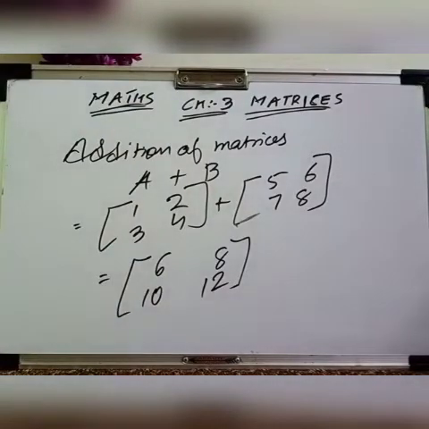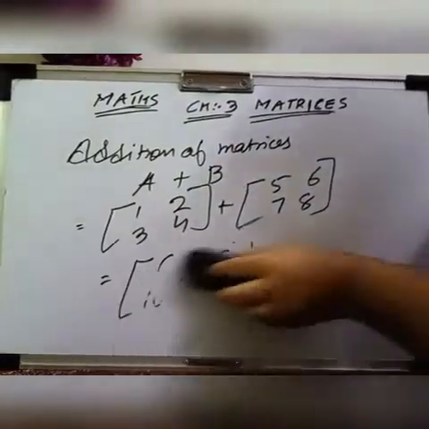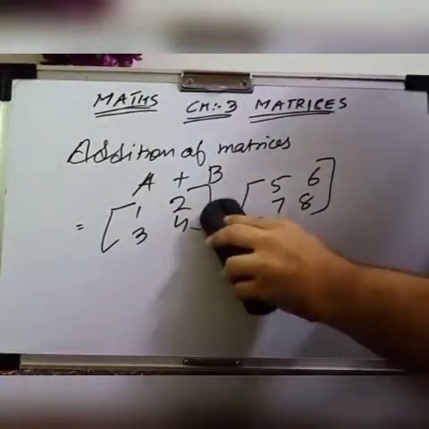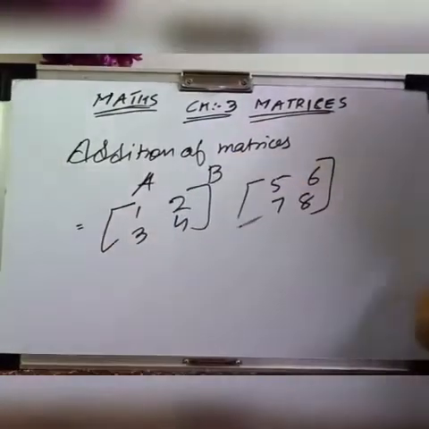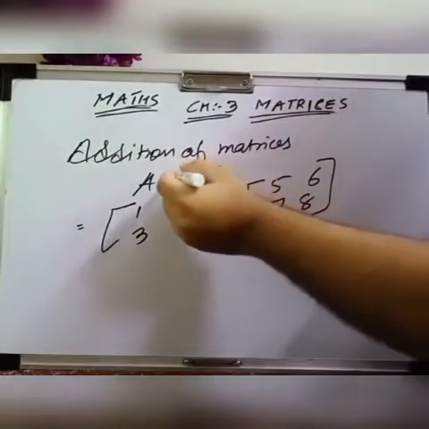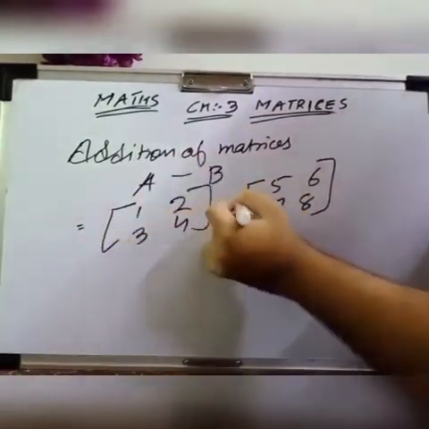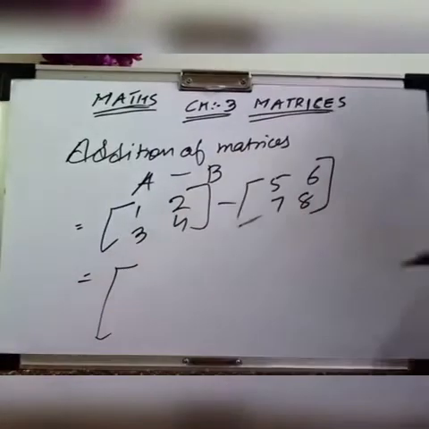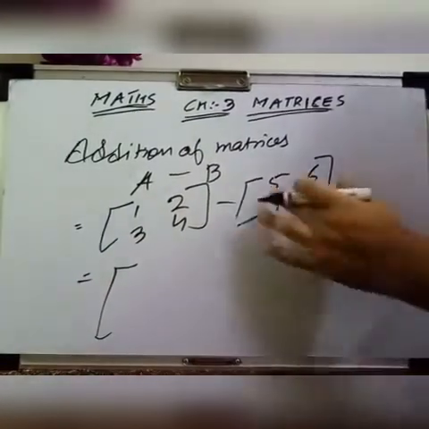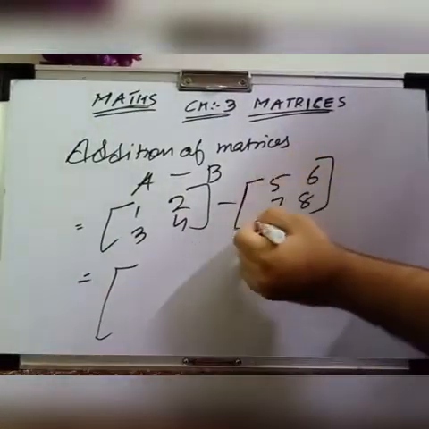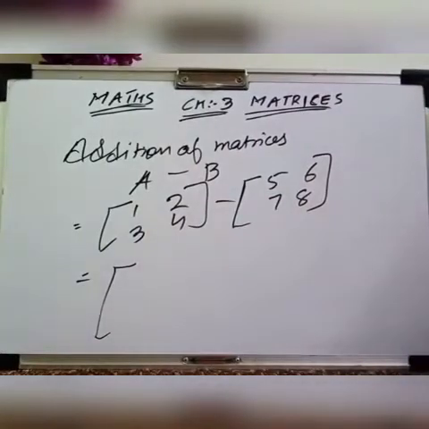The subtraction is also carried out in the same pattern. Let's just replace plus with minus. So here in subtraction also the order of two matrices should be equal, and only then you will carry out the subtraction. Addition or subtraction is not possible if the order of two matrices is not the same, right? So here also corresponding elements will get subtracted.